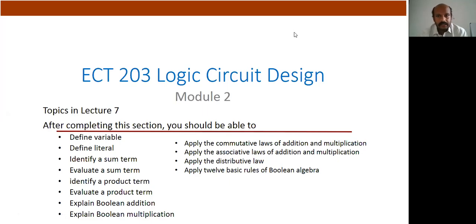In lecture 7, mainly we will discuss the Boolean algebra, which we use for logic circuit simplification. And we will discuss the basic things, variables, literals, etc. And we will discuss also the basic rules that we used in Boolean algebra. Okay.